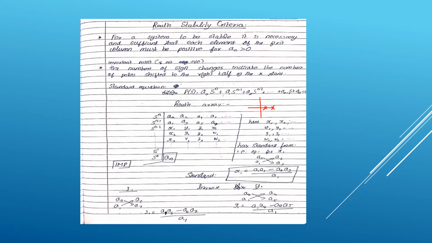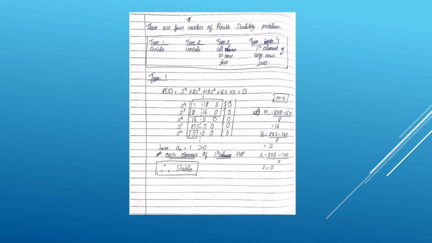Okay, let us discuss the problems in stability criteria. There are four varieties of problems. The first one is stable, the second one is unstable, the third is where each element in a row is zero, and the fourth is where the first element of any row is zero. These 3 and 4 are special conditions, and 1 and 2 are the standard stability conditions.